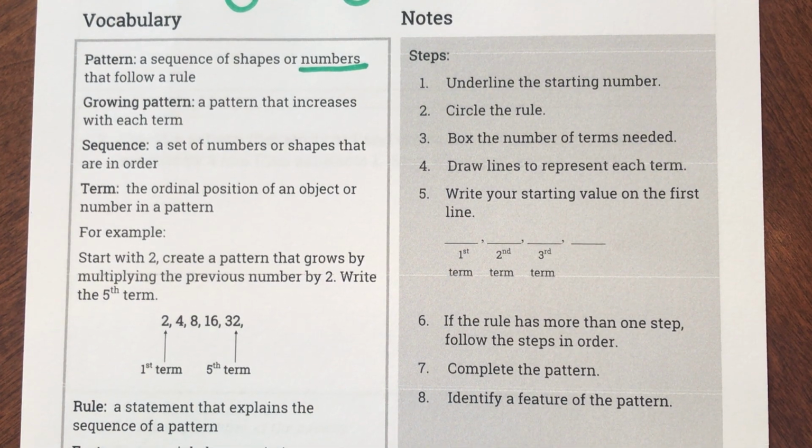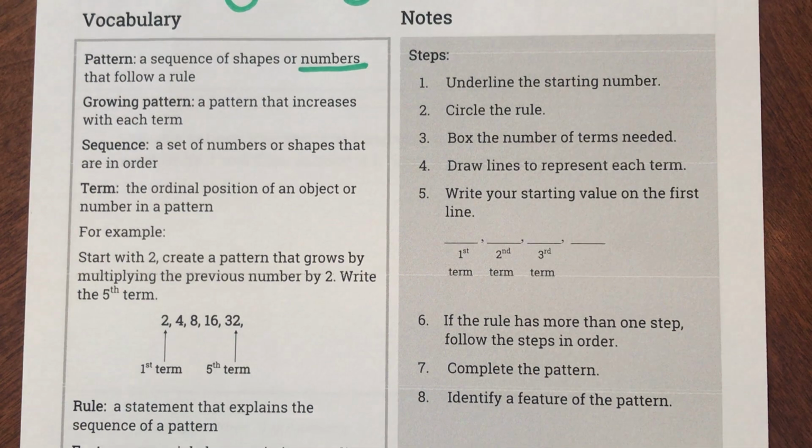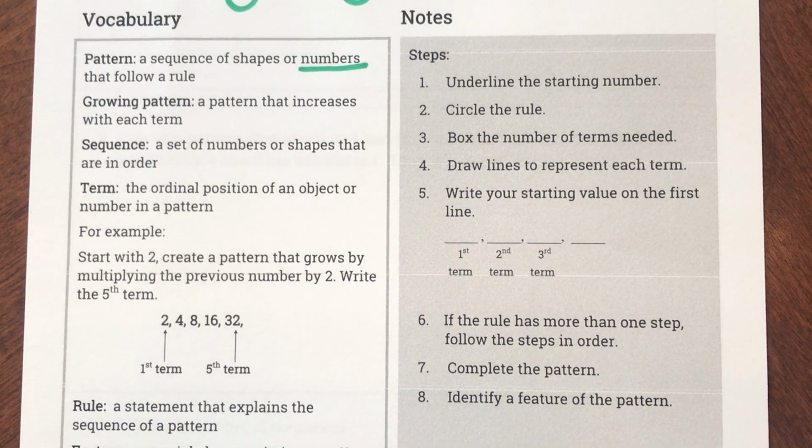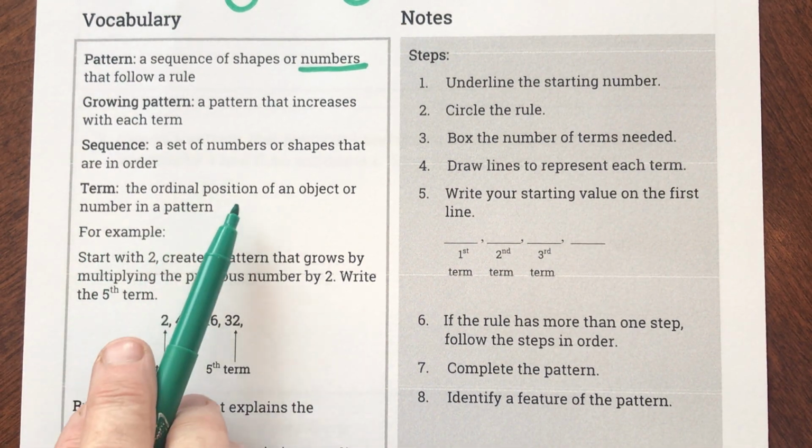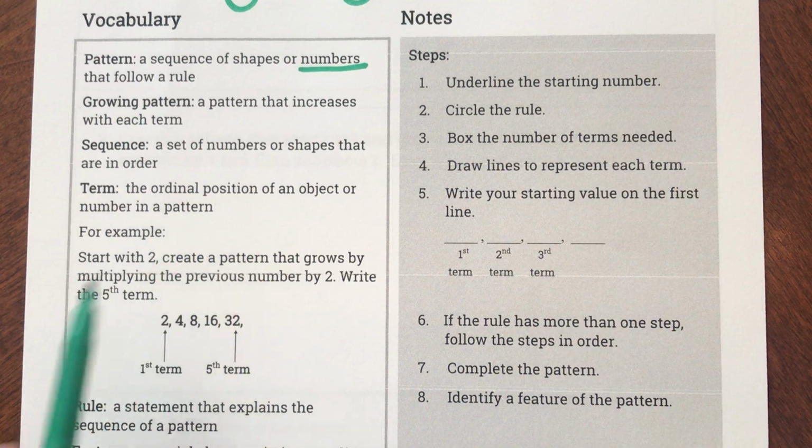A growing pattern is a pattern that increases with each term. Since our patterns are going to involve multiplication, and multiplication usually increases your number, our patterns are all going to be considered growing patterns. A sequence is a set of numbers or shapes that are in order. Term, we had this same vocabulary word in lessons 8, 9, and 10. Term is the ordinal position of an object or number in the pattern.